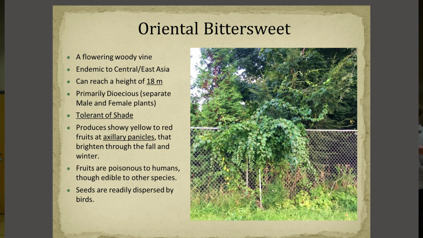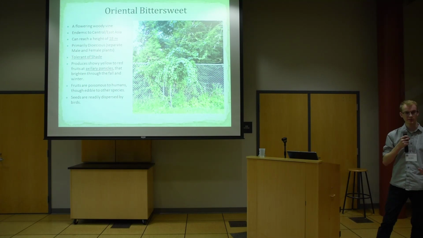They also produce similar showy yellow fruits. They tend to be smaller than the native, so that's something that you notice. They're also poisonous, but their seeds can be readily eaten by species. So most species that eat the native are also going to eat the invasive because they look identical.